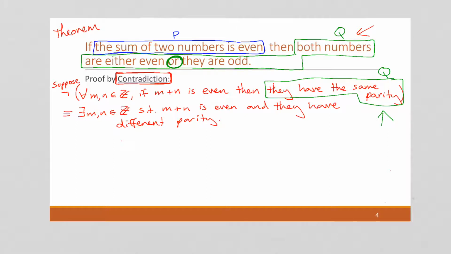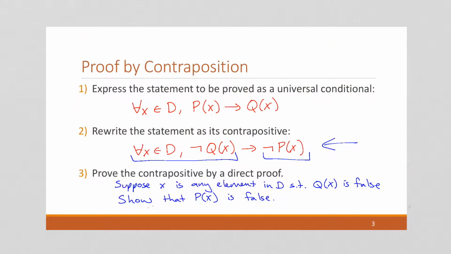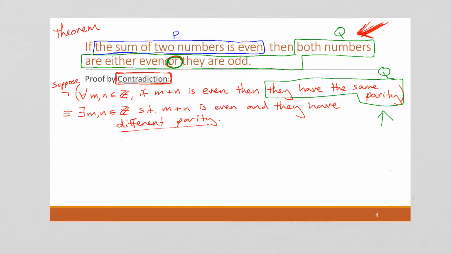Now, is that the same thing as taking the negation of this top Q right up there? Well, think about this for a moment. If both numbers are either even or they are odd, the opposite is that we have one of each. In other words, different parity. It's easy to get hung up on this or. If you use the or, you'll still get to here, but it's a few more steps. You'll get the same thing. These aren't different. Okay.